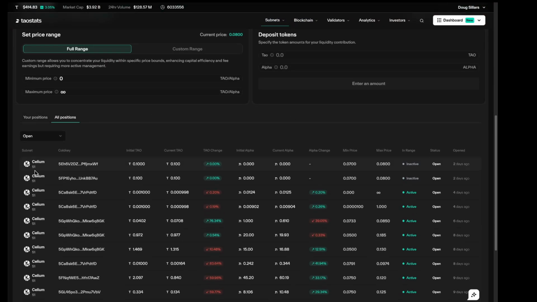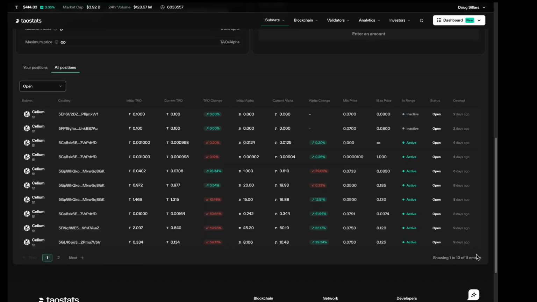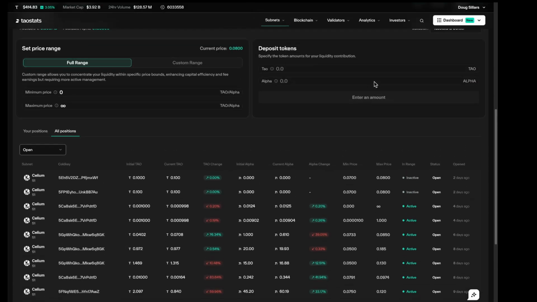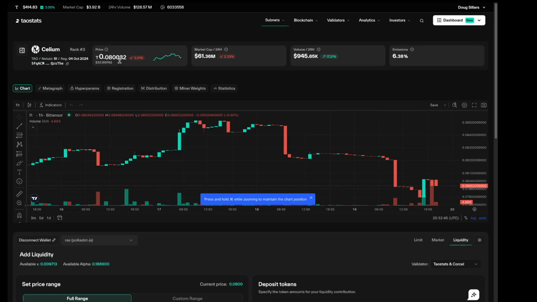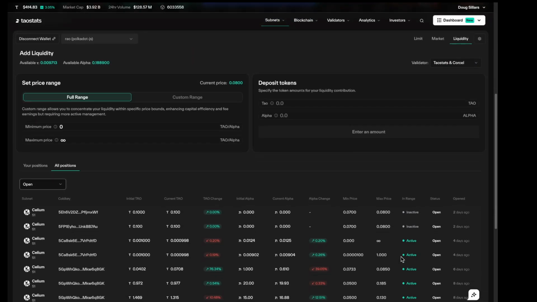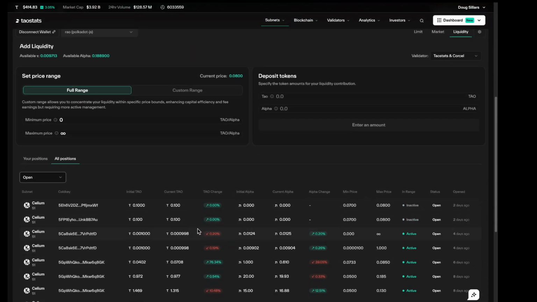But we can also see all of the open positions, and you could also look at all of the closed positions as well. So here we can see right now there are 11 open positions. We can see that most of them are active. There are a couple that are inactive because they've gone outside. The max price is above 0.08, it's 0.0003. So it's above 0.008. So these two no longer have any alpha, and they are out of range. They're not going to receive any of the stake weight.